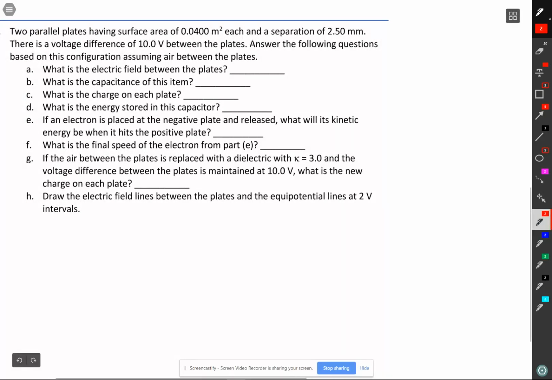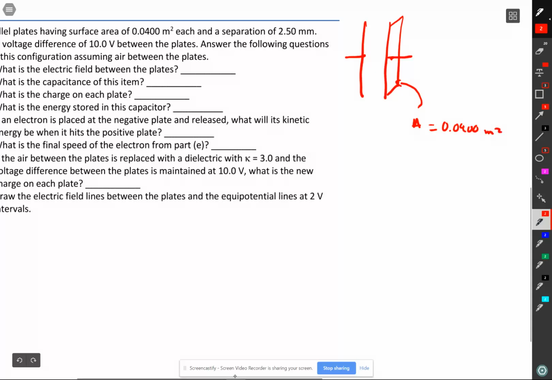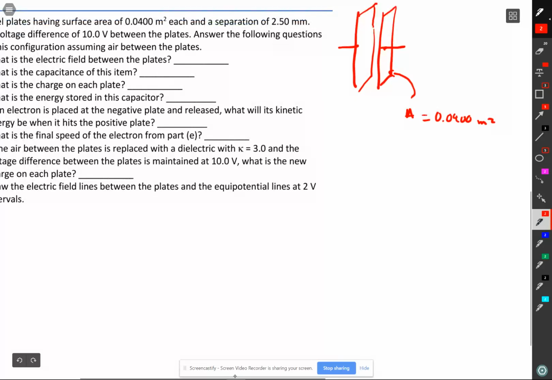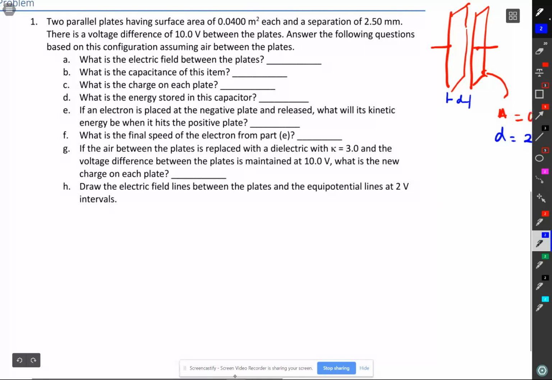So once again, just starting right off the bat, I'm going to draw this. So this has area equals 0.0400 meters squared and separation of D equals 2.50 millimeters. So there's my picture, and this has a voltage difference of 10 volts.